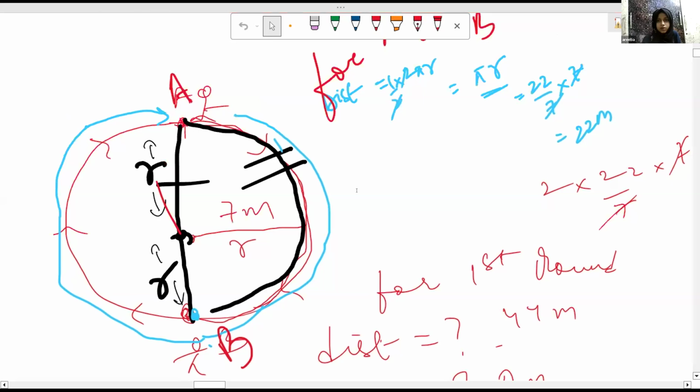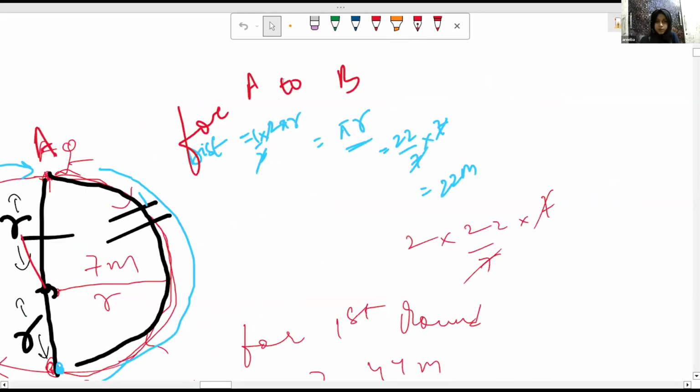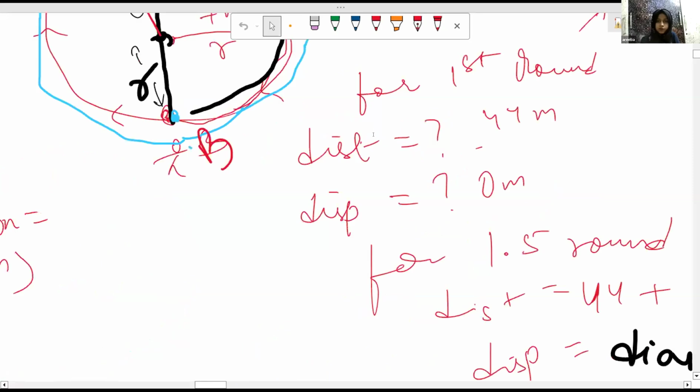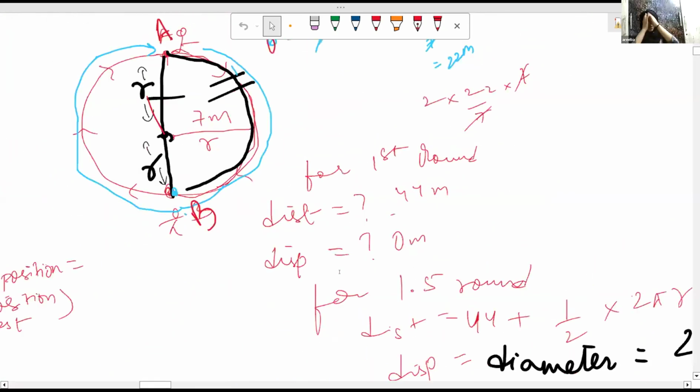That was half, from A to B. I am saying for the second case, when it came from A back to A, so that is the proper 2 pi r. Correct? From A to B it is 22, so the full circle is 44 meters. Now understood? Displacement and distance clear? Yes.